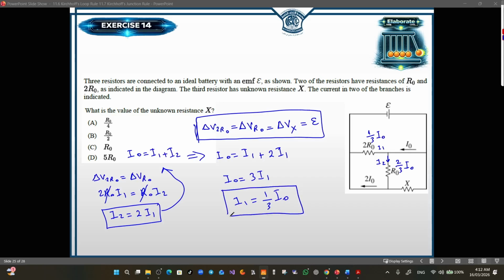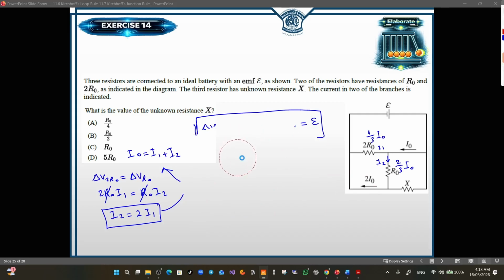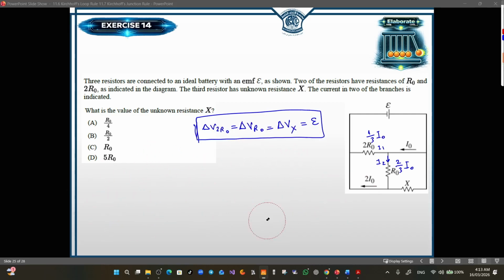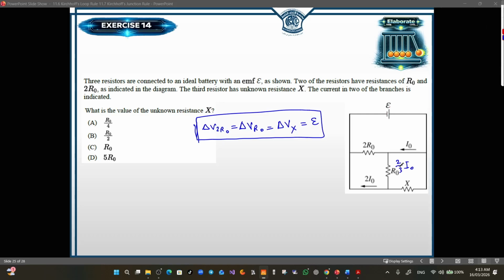And this is what I deduced here. So whenever the current splits into two pieces, one piece will go to 2R0, double the R0, and the second resistor is R0, always 1 over 3 of the current will go to the higher resistance, and 2 over 3 of the current will go to the lower resistance. So now we know the current across R0 and 2R0. Let's focus on the current across R0. The current across R0 now is 2 over 3 of I0.